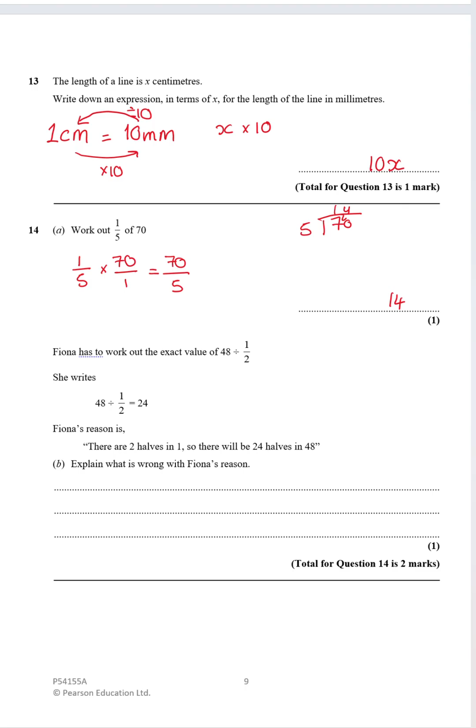Fiona has to work out the exact value of 48 divided by 1 over 2. She writes 48 divided by 1 over 2 equals 24. Fiona's reason is there are 2 halves in 1, so there will be 24 halves in 48. Explain what's wrong with Fiona's reason. Whenever you get explain what's wrong with someone's answer on an exam paper, I recommend working out for yourself on the side. So when I'm working with fractions and I'm dividing, I need to remember that I'm going to multiply by the reciprocal. Again, invisible denominators to help me. So here, I can just say the answer is 96. And then I'm going to write Fiona hasn't used a reciprocal.